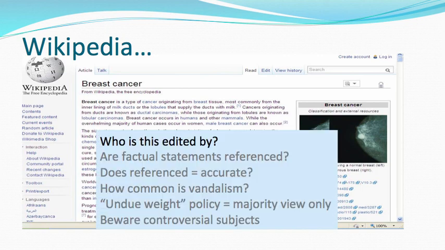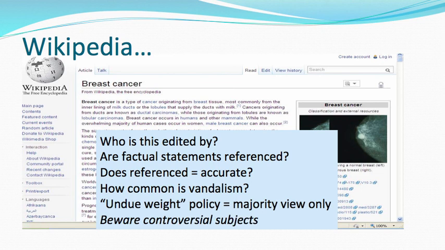So, who is this site edited by? You have no idea who it's edited by. Are factual statements referenced? A lot of times there are factual statements that are not referenced, or even if they are, they don't accurately convey the information that was stated in that reference. It's taken out of context or overgeneralized, etc. Vandalism is something that also happens, so you want to beware about controversial subjects because an undue weight policy exists with Wikipedia, which is not commonly talked about.